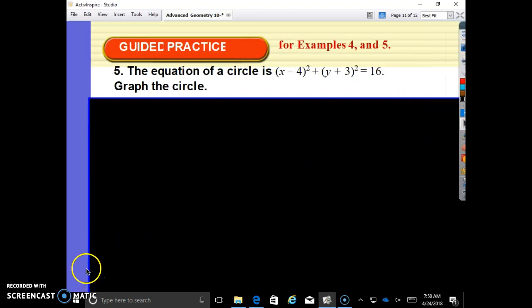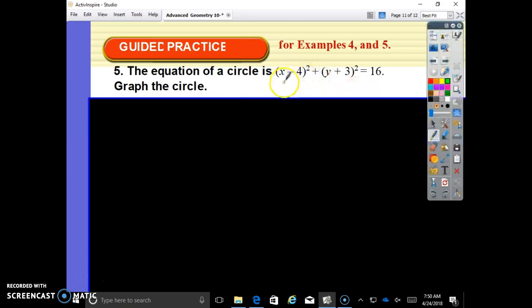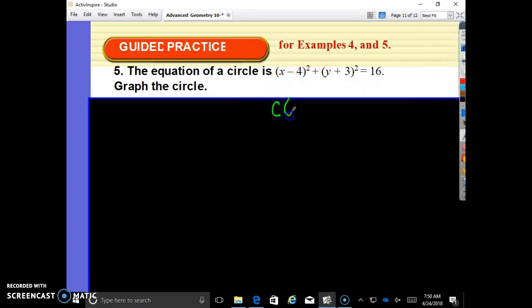The equation of a circle is (x - 4) squared plus (y + 3) squared equals 16. Graph the circle. What is my center? My center is (4, -3). What is my radius? 4.